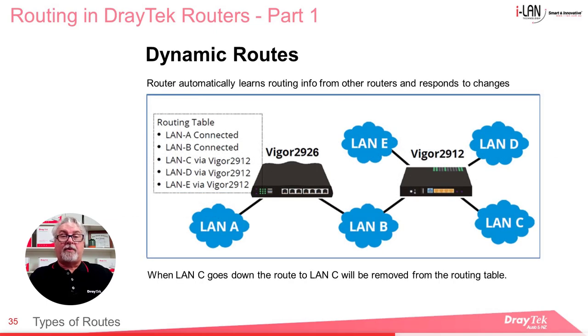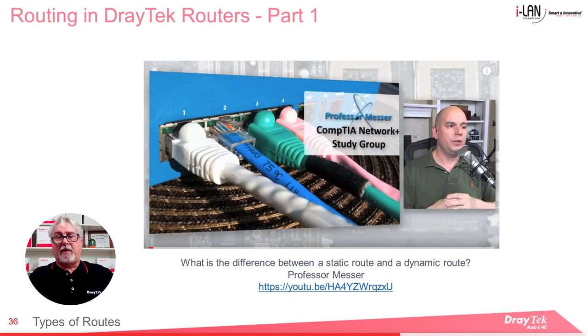The router automatically learns routing updates from the other routers and responds to changes. In the example shown here, when LAN C goes down, the route to LAN C will be removed from the routing table. If you'd like more information, there's a good overview describing the differences between static routes and dynamic routes in a YouTube video from Professor Messer titled "What is the difference between a static route and a dynamic route?" I'll leave a link to it in the description below. It only goes for 3 minutes and is worth checking out.